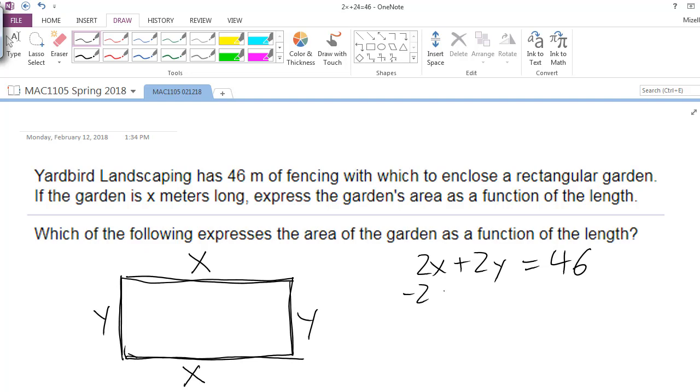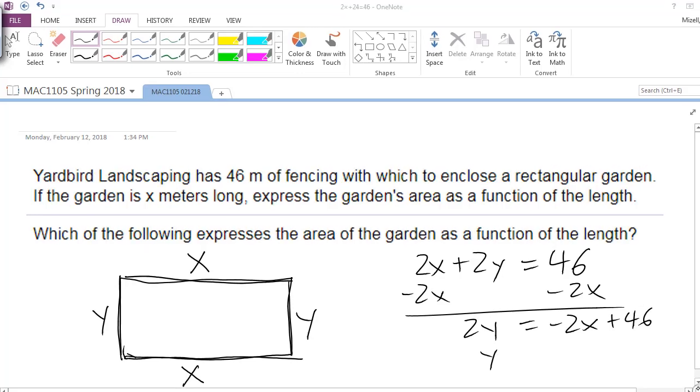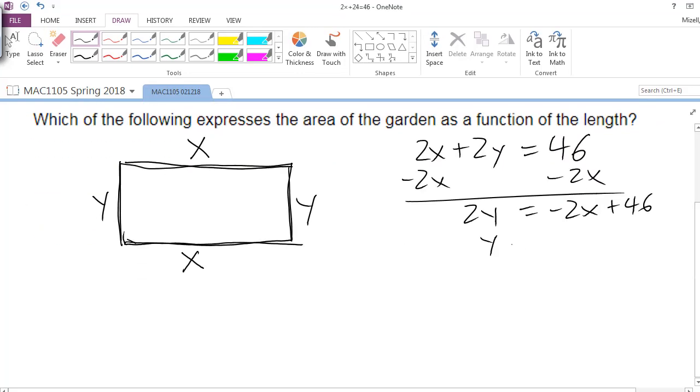So I'm going to subtract 2x from both sides. 2y equals -2x plus 46. If we divide both sides by 2 here, there's my scroll bar. Y equals -x plus 23.